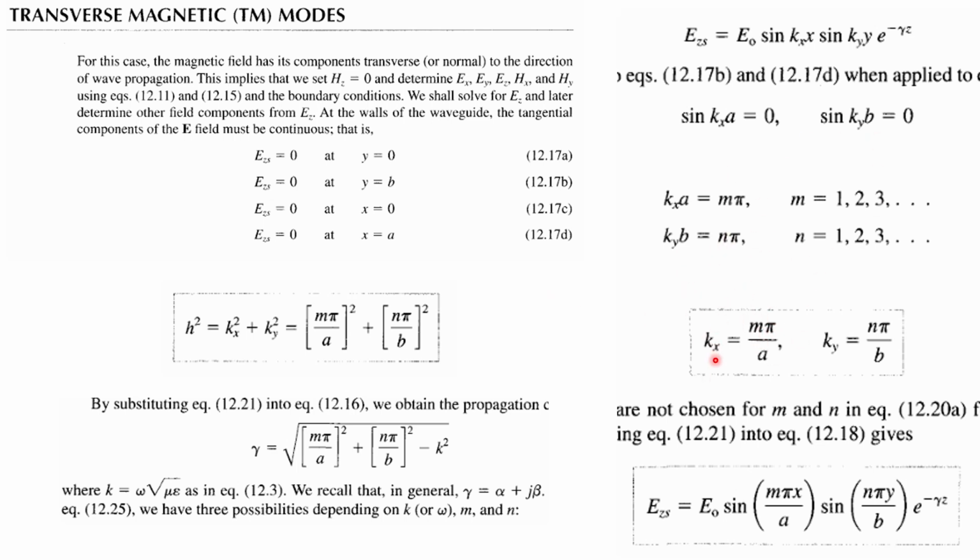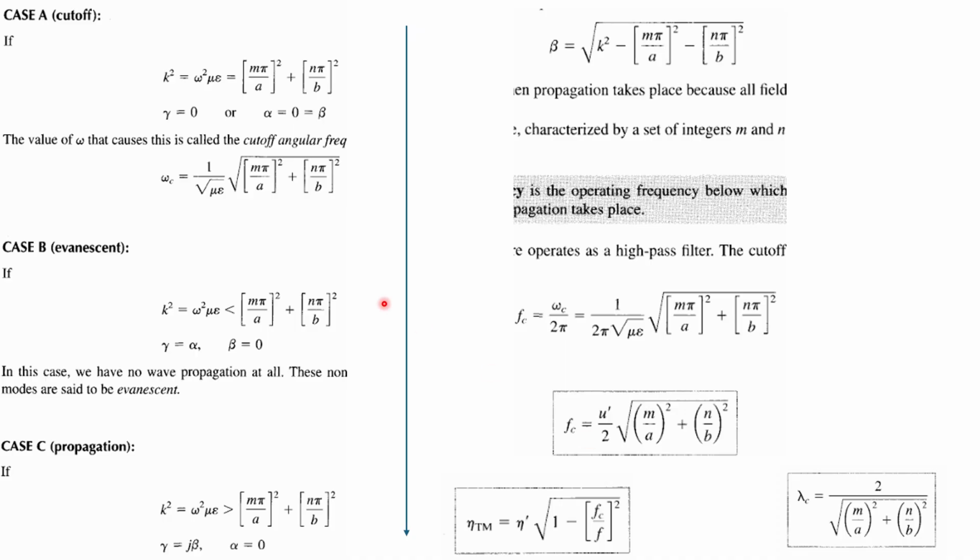The rest is nothing but finding the kx value and ky value and putting them here. Once you put them, you can get the value of the cutoff frequency. So at how much frequency will it propagate? Here k square is equal to these values, omega square mu epsilon minus of (m pi by a) square plus (n pi by b) square.